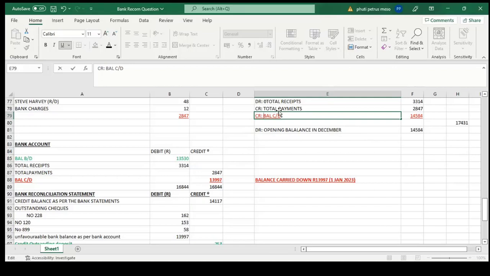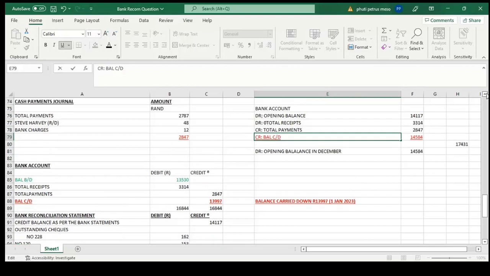I just want to know, I think I got a little bit lost about where did we get the 17,431? Is that the total of everything there? Yes, not the 17,431 that you put there. Actually, no. The 17,431 is from 14,117 plus 3314. If you add them together, that's your total receipts plus the opening balance. And then when you deduct the total payments, you would have a balance carried down of 14,584. That's going to be your opening balance in December. Okay. Makes sense. Thank you.